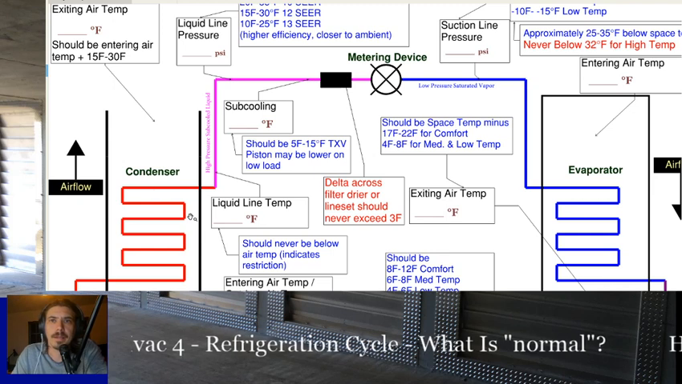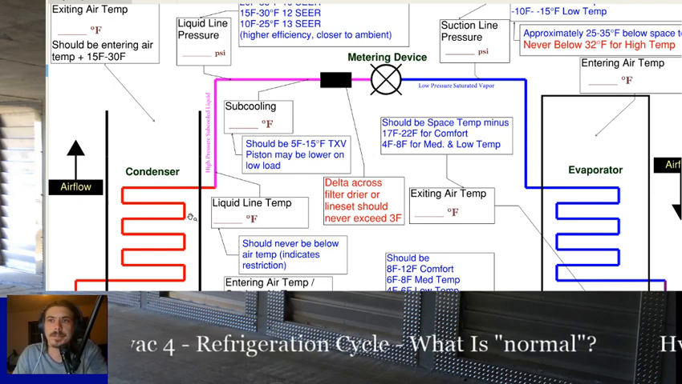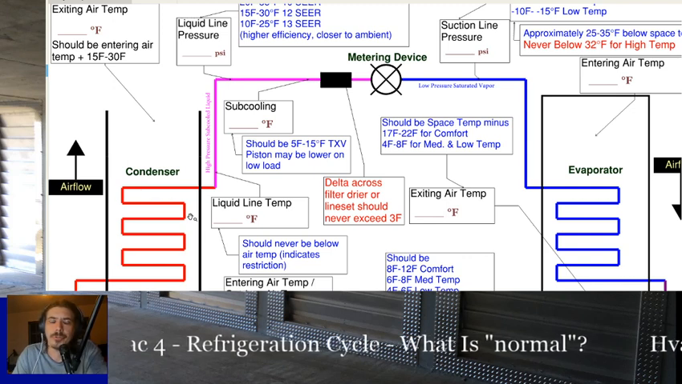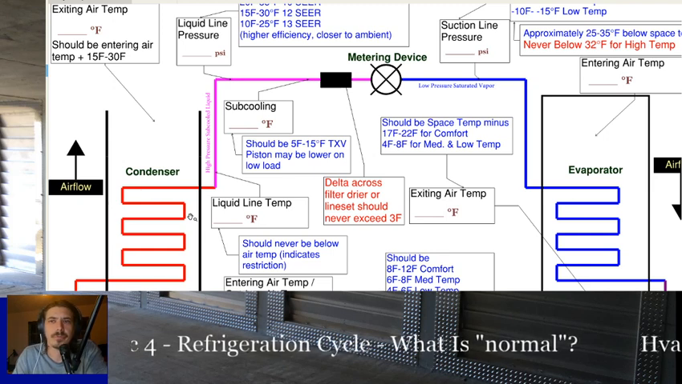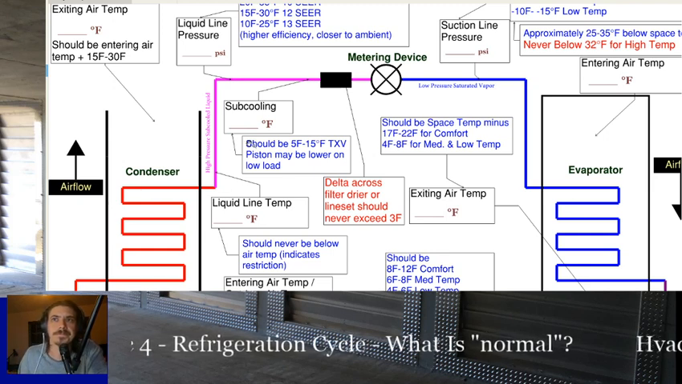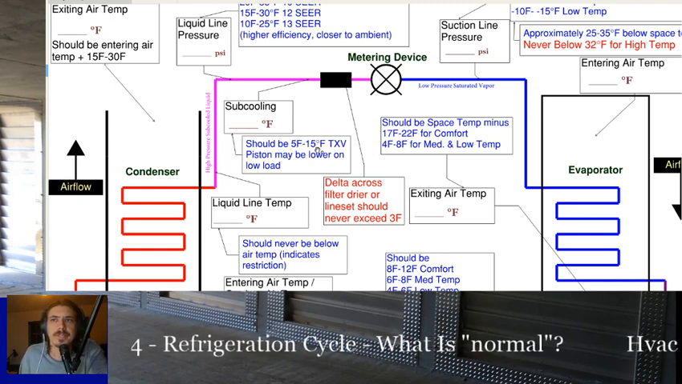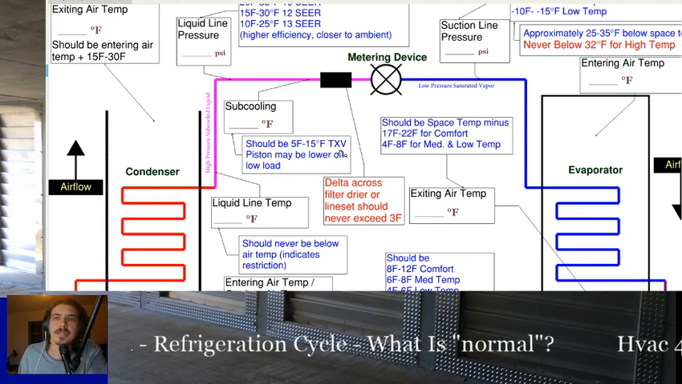Other than that, if the condenser is clean and dry and everything looks good, but your liquid line temp is lower than your outside air temperature, you must have a restriction somewhere, because you've got to be flashing refrigerant for that to happen. Your subcooling should generally be 5 to 15 degrees on a TXV. That's what most manufacturers are going to ask for.